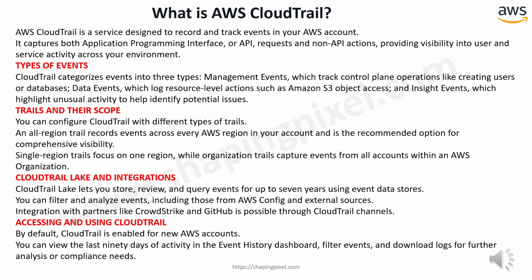Integration with partners like CrowdStrike and GitHub is possible through CloudTrail channels. Accessing and using CloudTrail. By default, CloudTrail is enabled for new AWS accounts. You can view the last 90 days of activity in the Event History dashboard, filter events, and download logs for further analysis or compliance needs.